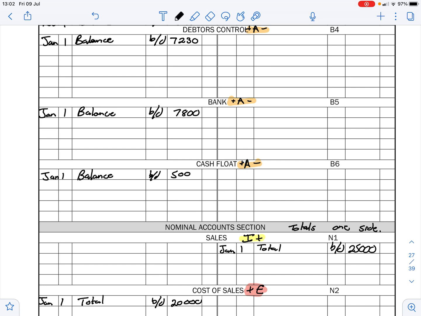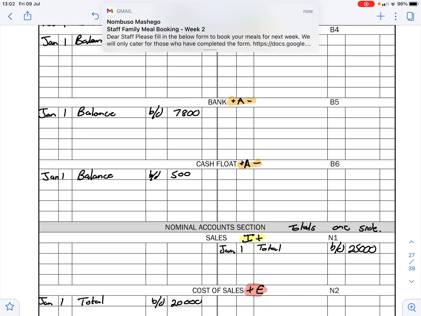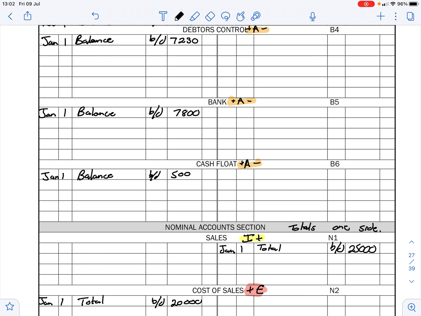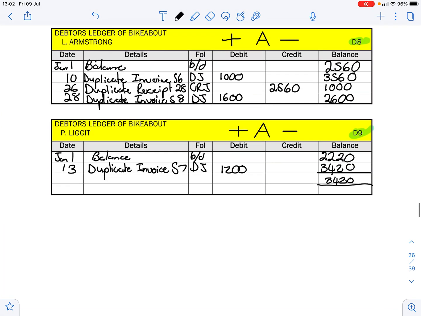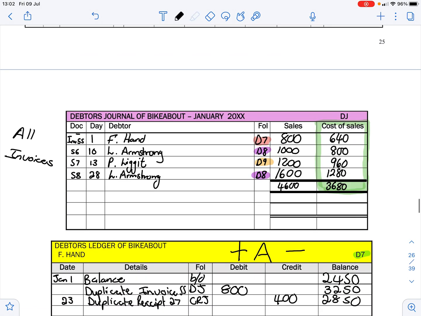Again, it's an asset. It increases and it decreases. Now, in order for our asset to increase, people would need to owe us more money. The way in which people owe us more money is if we sell to them on credit. So, what we do is we go up to our debtors journal and we have a look in blue here at our sales column.